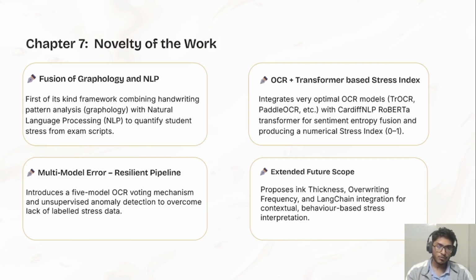You can use OCR and NLP, but we have integrated multiple OCR models like TrOCR, which is very good, with a RoBERTa transformer. It gives a numerical stress index between 0 and 1. If we talk about two stress indices, 0.3 and 0.6, the 0.3 denotes that the student is under less stress in the exam in comparison to 0.6. The third one is the multi-model error-resilient pipeline.